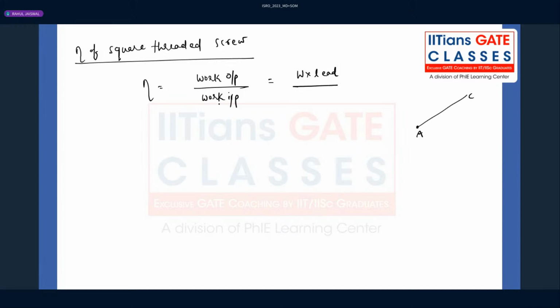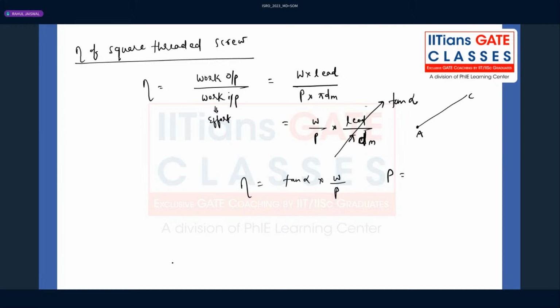And how much work input are we giving? We are giving the work input P into effort. How much effort are we doing? That is P into pi dm. Now here we can write W divided by P, lead divided by pi dm. We know that this is tan alpha.